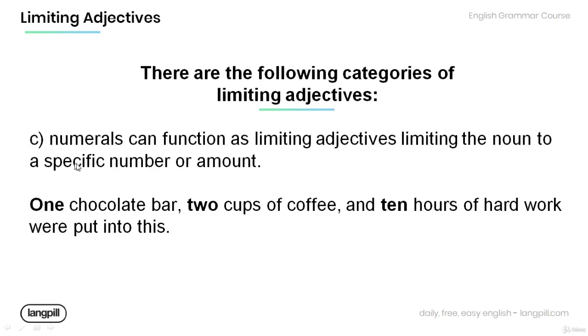C. Numerals can function as limiting adjectives, limiting the noun to a specific number or amount. Have a look at the example below. 1 chocolate bar, 2 cups of coffee, and 10 hours of hard work were put into this.